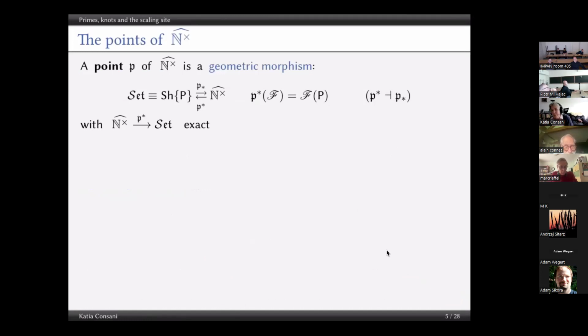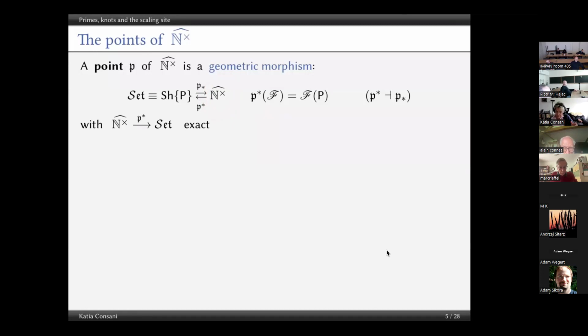So when you have a topos, you have a notion of point. And here the notion of point is like in any topos context. So it's a geometric morphism of toposes between the most basic one, which is the collection of sheaves over a point, which is the category of sets, to this topos N cross. So it's a pair of functors, P lower star, P upper star in its most fancy definition, such that P upper star of any sheaf here is just the evaluation of F at the point.